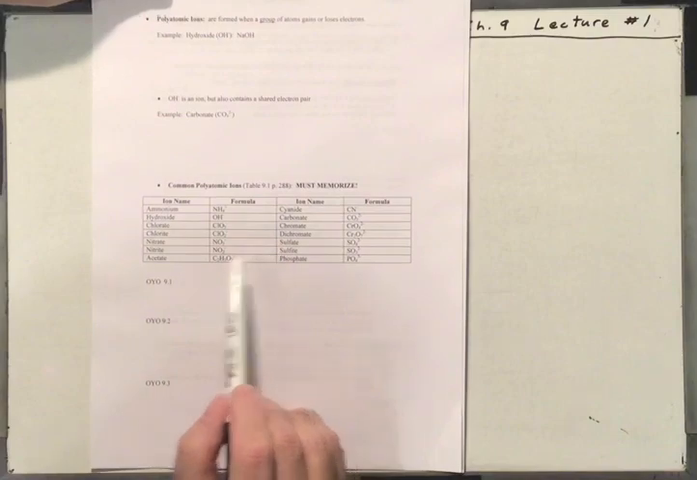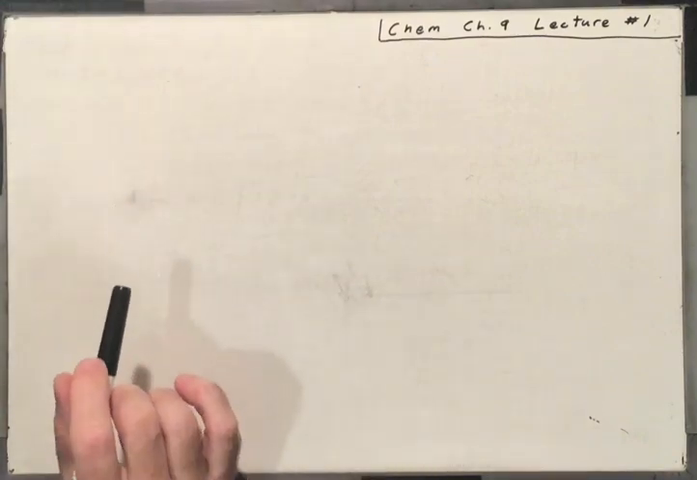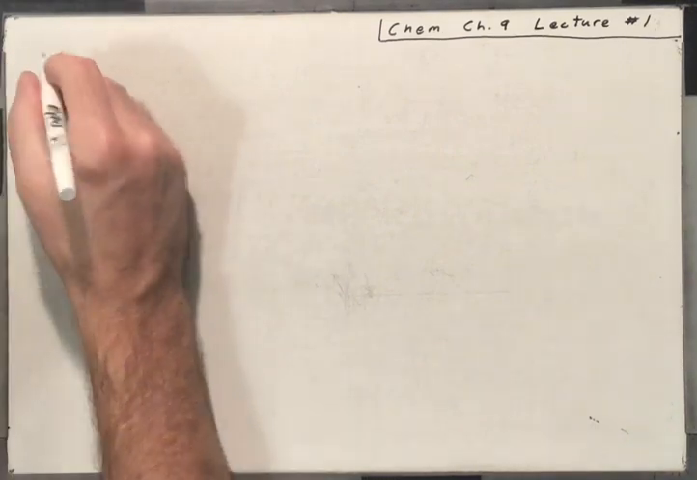As we go through on your own, you'll be referring back to this table and also on your homework. All right, open up to page 289.